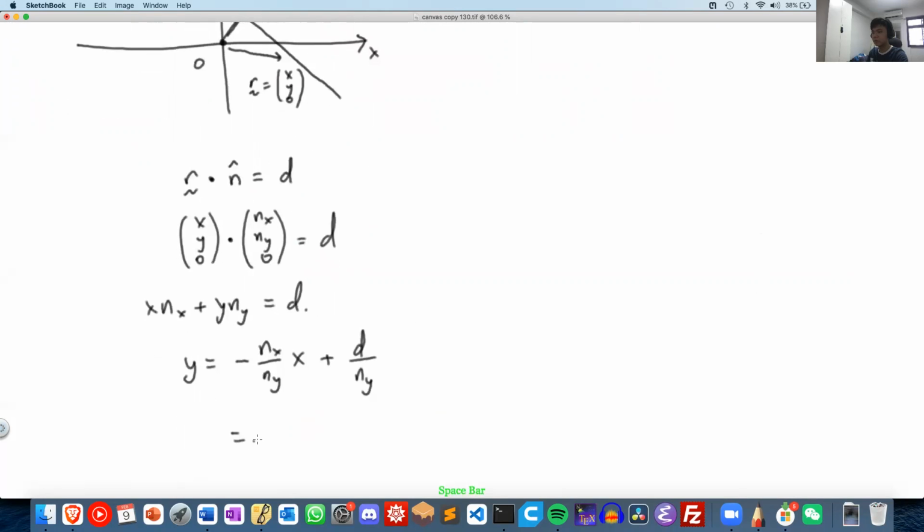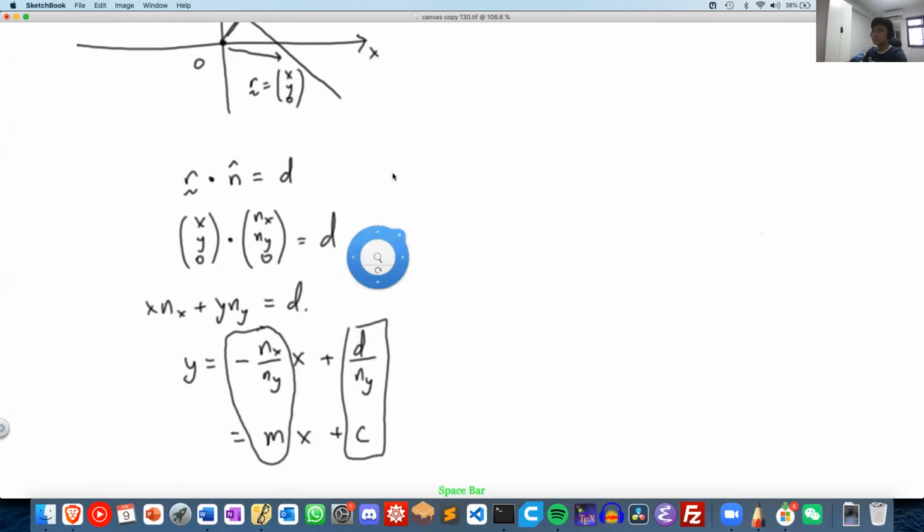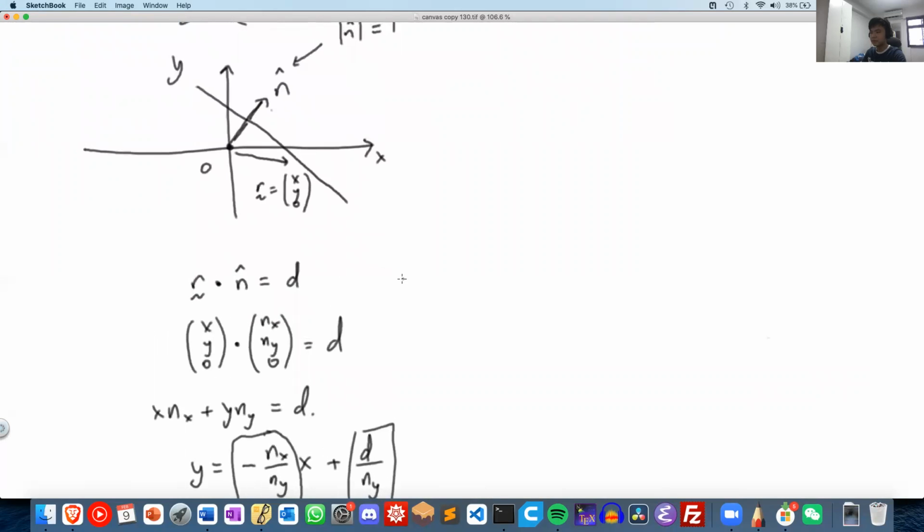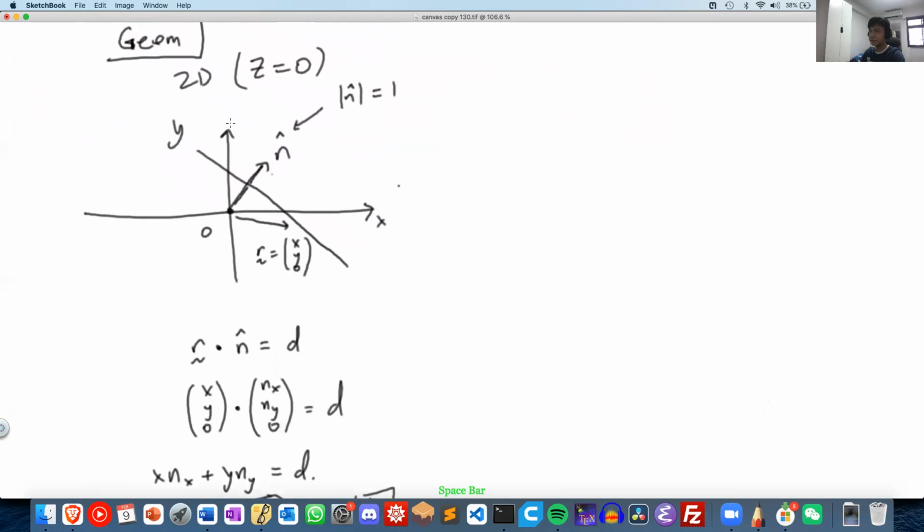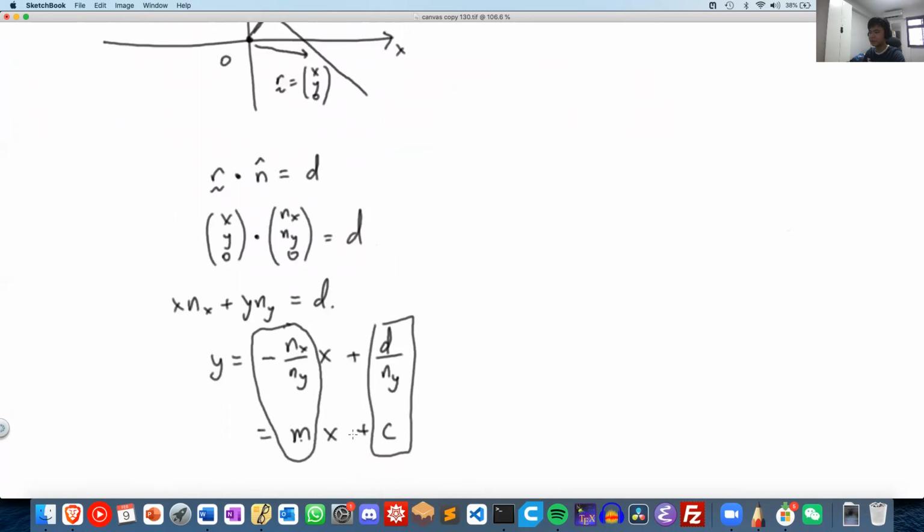So this is of the form mx plus c, right? Where c is this term and m, the gradient, is this term. So what have we figured out from here? We have figured out that one way to describe a line in 2D space is to write y equals mx plus c. We're all familiar with that.